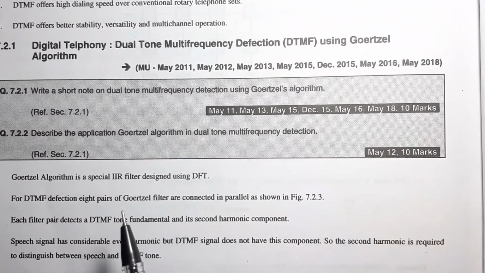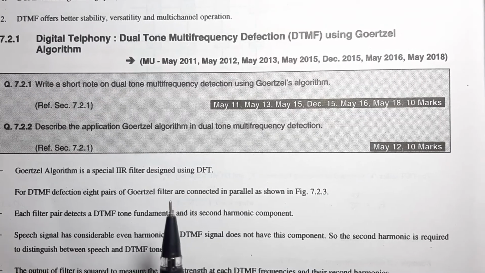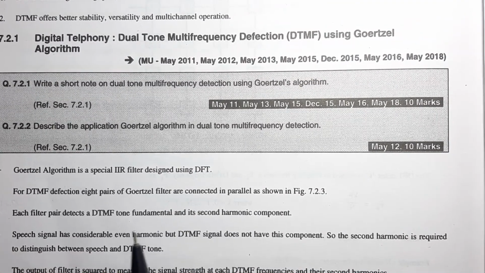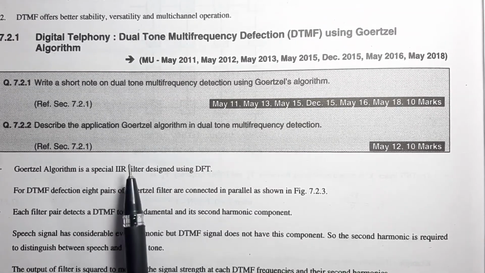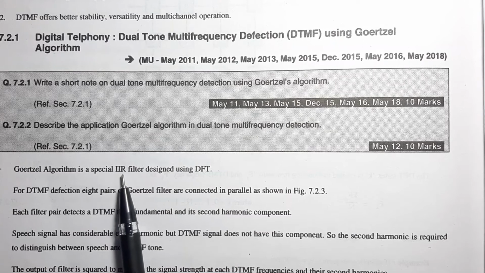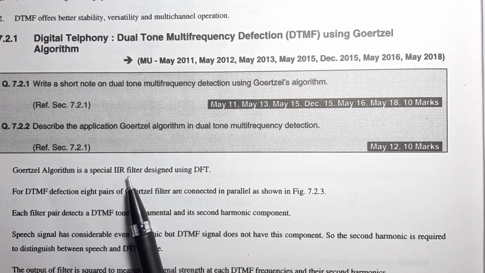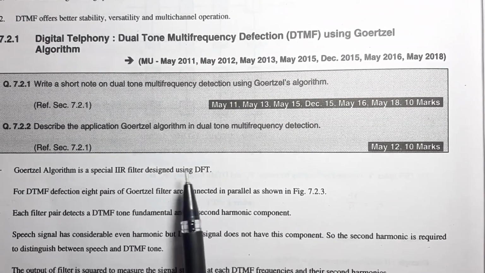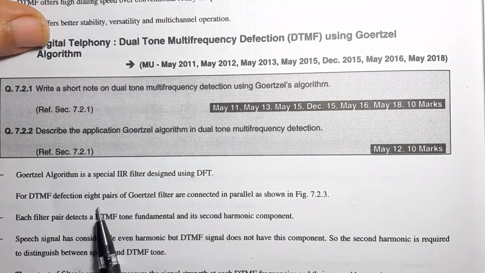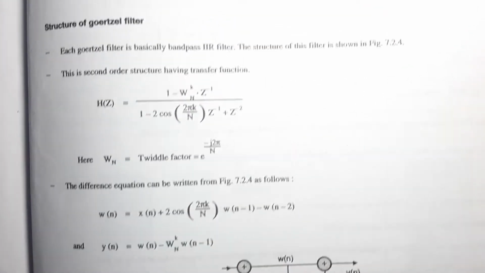Over here, the diagram is quite simple in nature. The Goertzel algorithm is a specialized IIR filter. We have completed IIR filters, so my students should be a little bit aware of it. They had it in your term test also. Now, the Goertzel algorithm is a specialized IIR filter designed using a DFT. For DTMF detection, 8 Goertzel filters are connected in parallel as shown, as you can see over here.